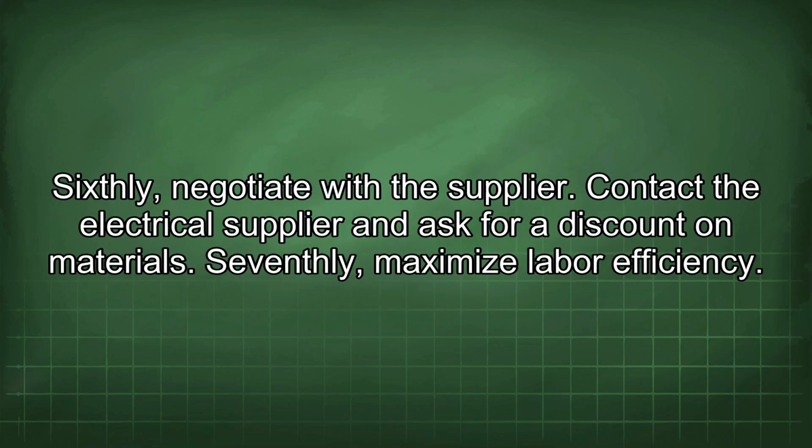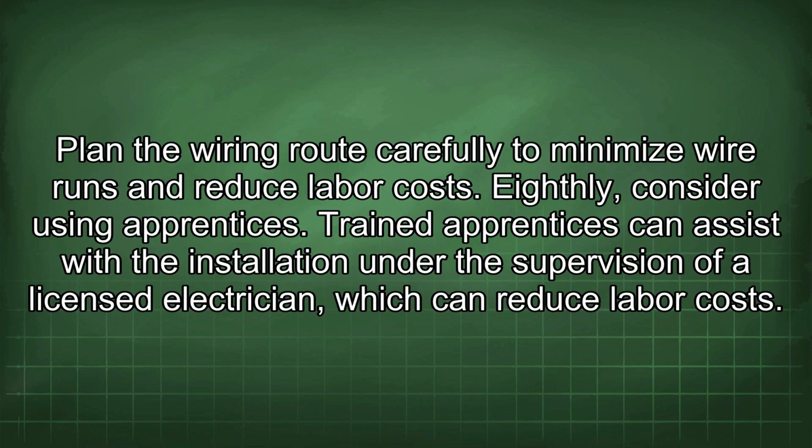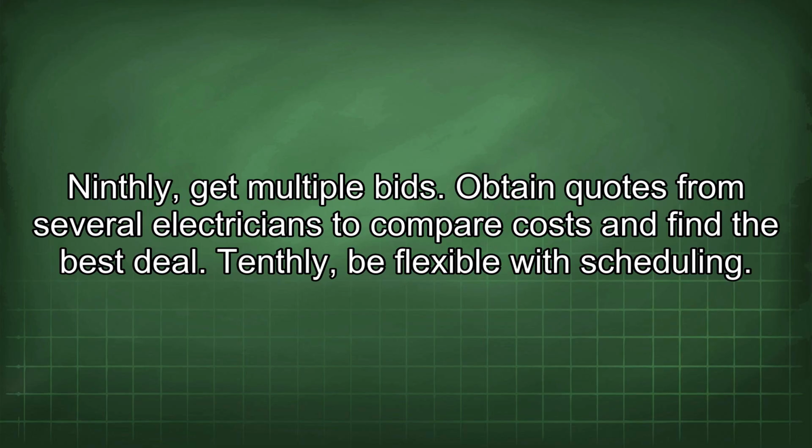Sixthly, negotiate with the supplier. Contact the electrical supplier and ask for a discount on materials. Seventhly, maximize labor efficiency. Plan the wiring route carefully to minimize wire runs and reduce labor costs. Eighthly, consider using apprentices. Trained apprentices can assist with the installation under the supervision of a licensed electrician, which can reduce labor costs.